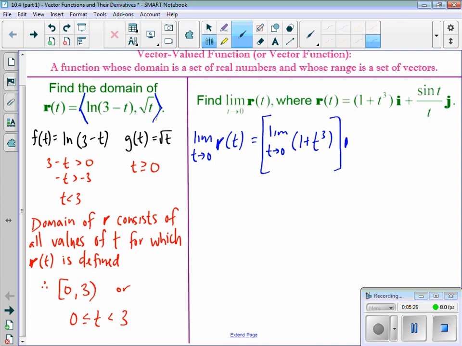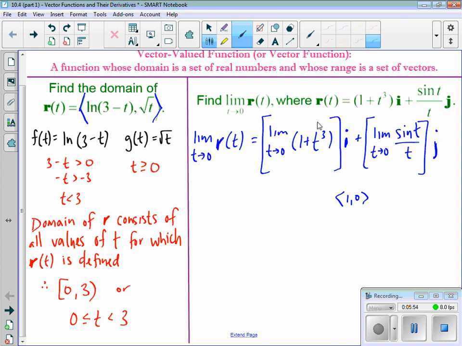So this part here is the I part. And then we're doing the limit back here of sine of t over t. And that's the j part. And I stated this kind of towards the beginning there. What your I is equal to is 1 comma 0.